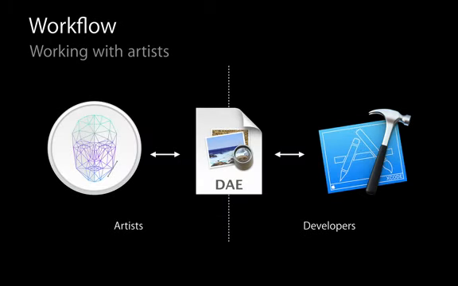So this is how it works. Your artist works in their favorite authoring tool. They export all the animation and models you want to use in your app in a Collada document. Then you take over and you import this document in SceneKit asset catalogs. But there is much more you can do with Xcode.